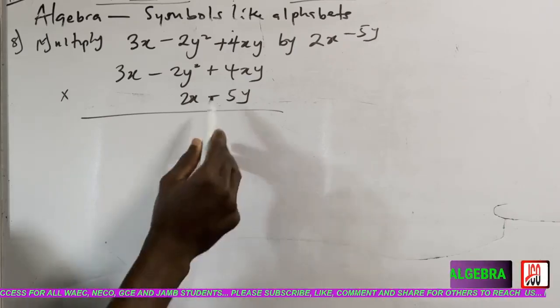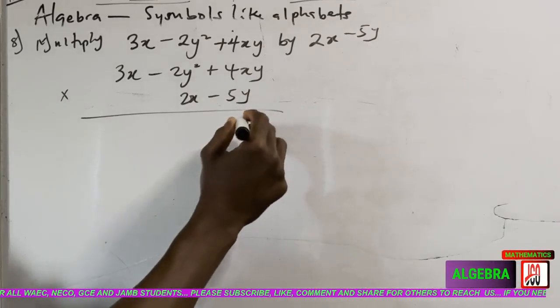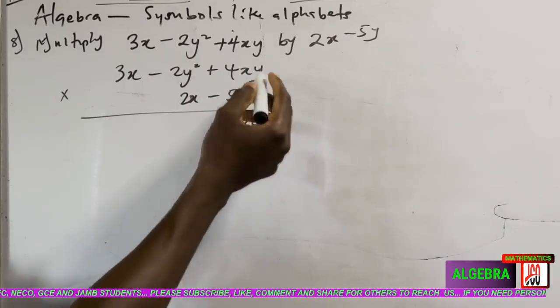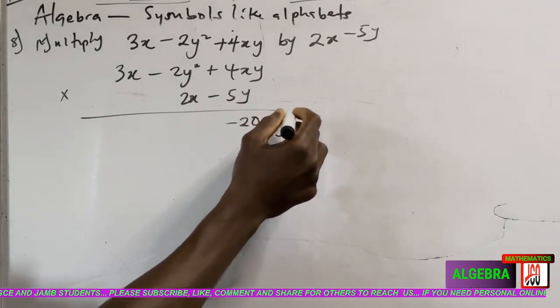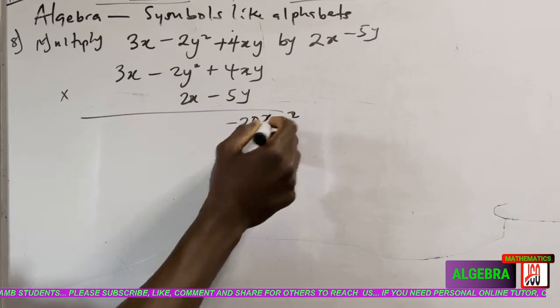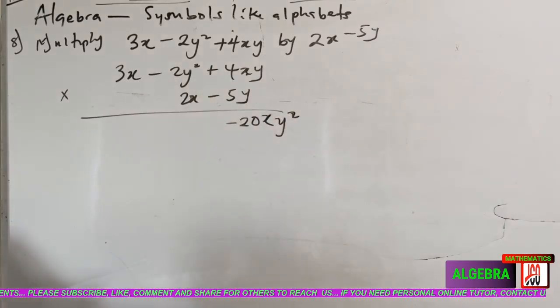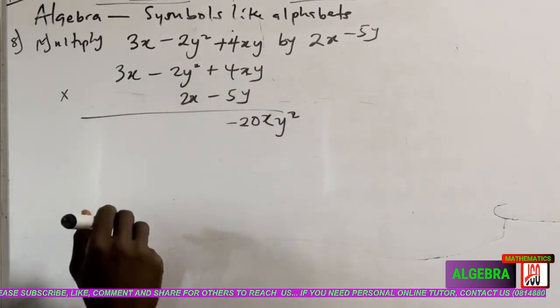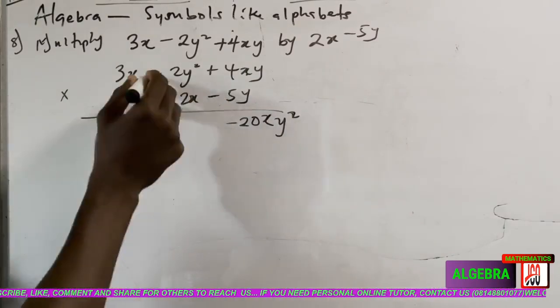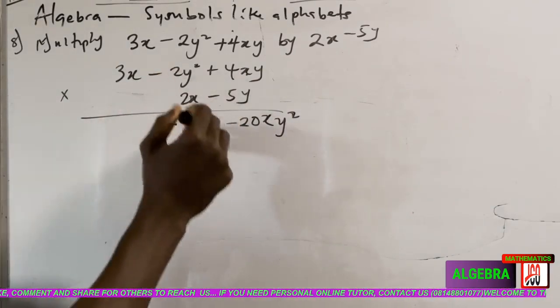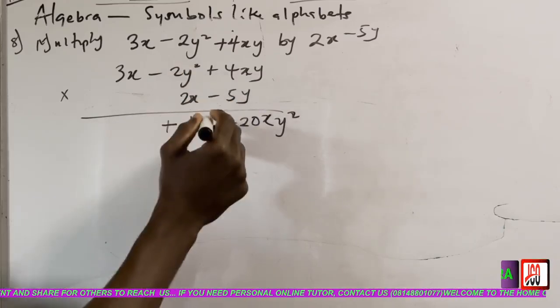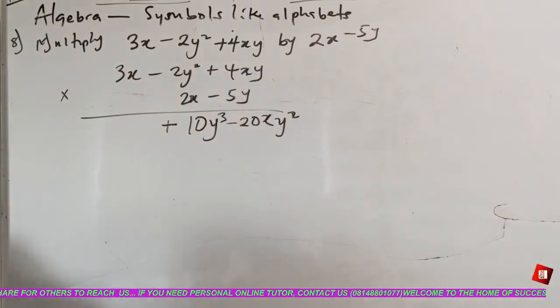4xy. So minus 5 times plus 4 gives me minus 20. Y times y gives me y square. Then this x there gives me x. Now minus 5y times minus 2y square. Minus and minus gives me plus. 5 times 2 is 10. Y times y square is y cubed.